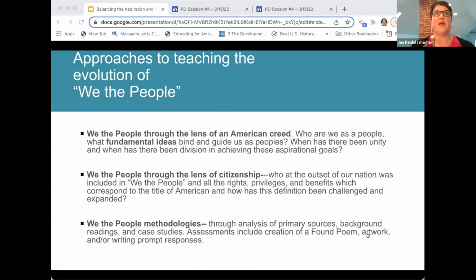And so I use them in a variety of ways, whether or not kids have ever looked at a primary source. I give them visuals, I give them everything you can. We look at background readings and case studies to achieve our idea of what is an American philosophically and what is an American when it comes to citizenship. And then I'll identify for you today some things that I've had students do, specifically creating a found poem using primary source documents that answer that question of who is an American and what do they believe, okay?